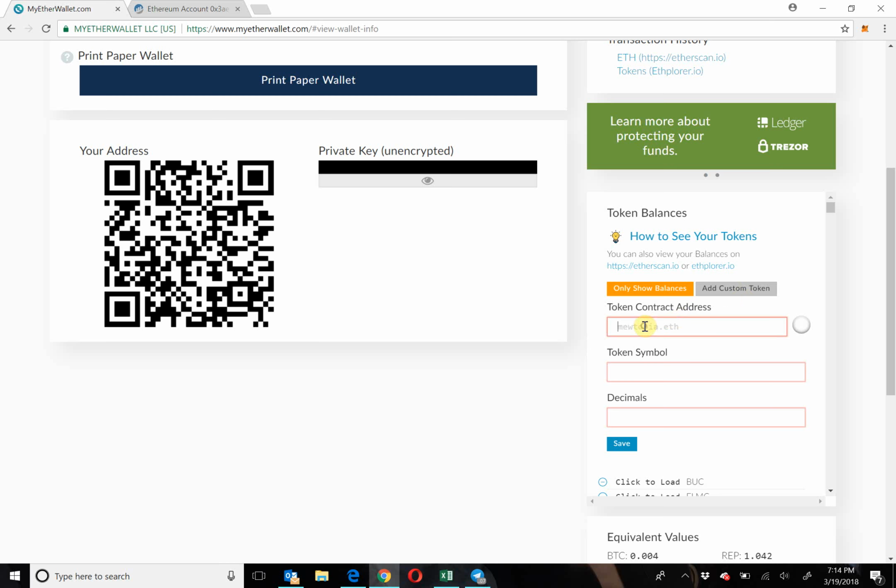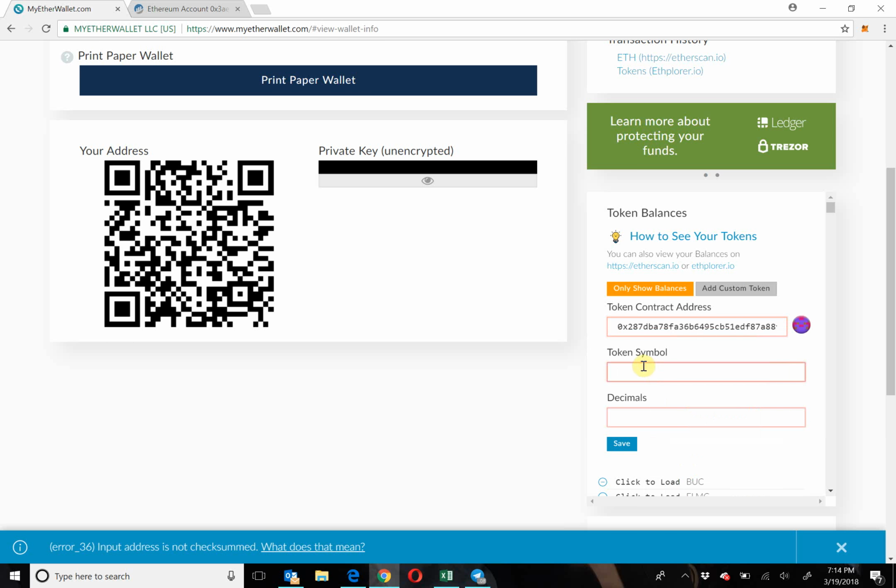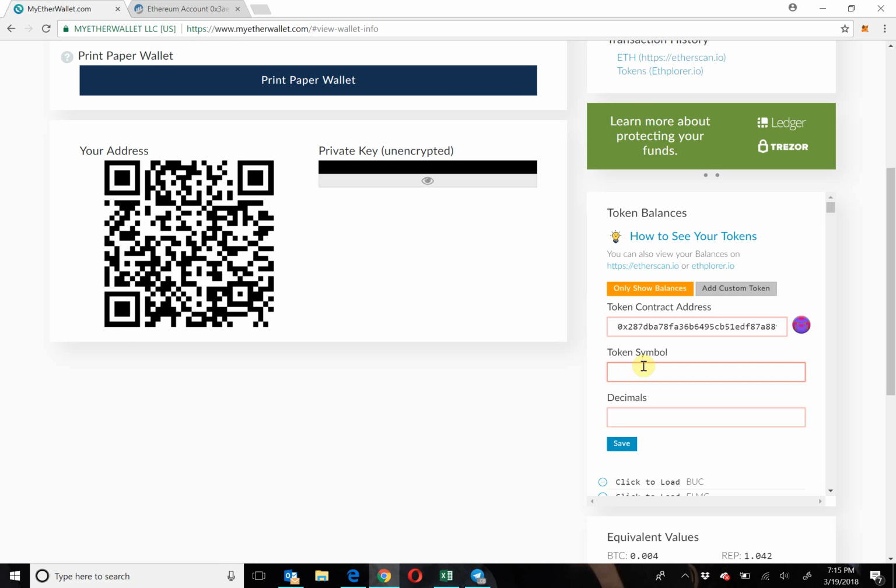So what you basically do is paste the address, you put in the symbol. So you would go to the website, figure out what that currency is, and then the decimals. So these are the decimal values of the currency. So it would be point and however many decimals the currency accepts. So that's basically the rundown of that.